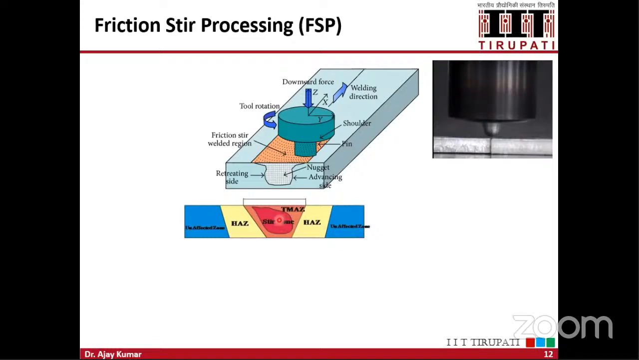Okay. So when we use this process to make composite materials, most of the time you get the composite materials in this zone, the stir zone. So whenever we talk about the FSP composite, we talk about the stir zone.